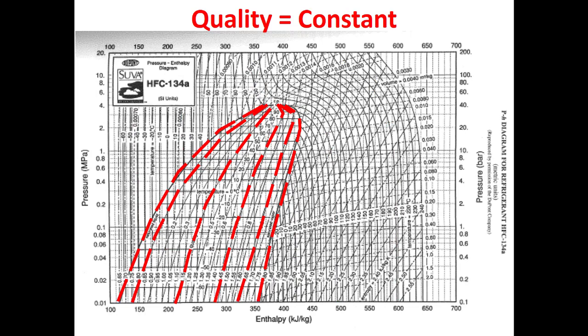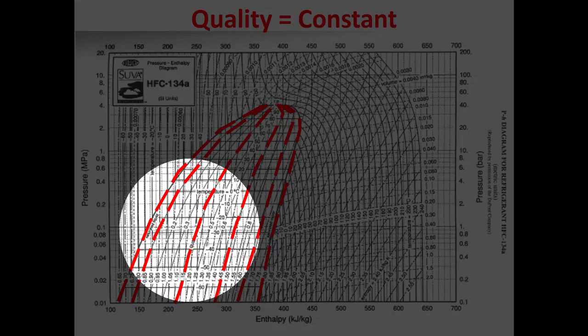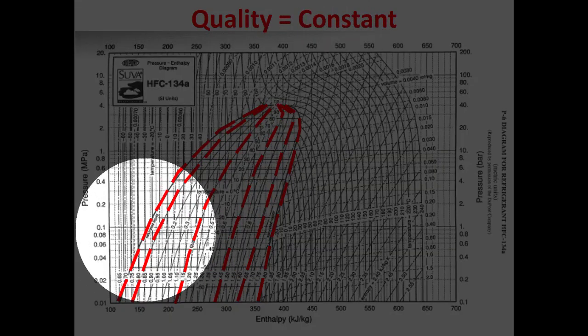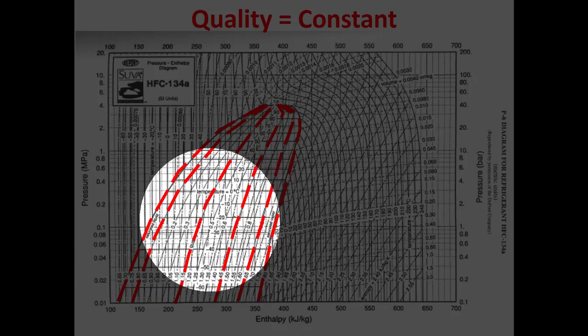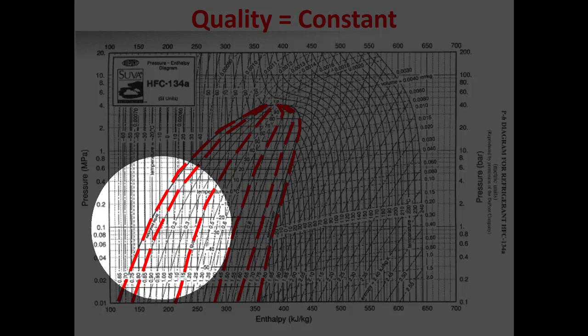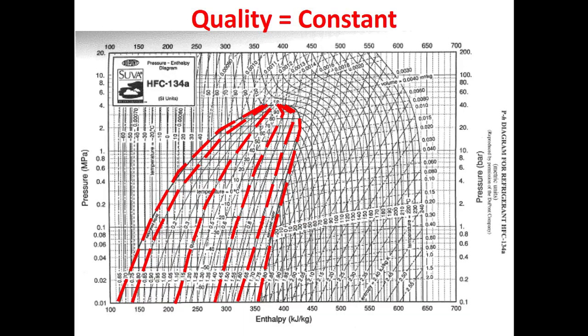Next, we'll look at quality. I already showed you a little bit where these lines are, but quality only makes sense to label under the vapor dome. So here we have quality of 0 on the saturated liquid line, quality of 1 on the saturated vapor line, and then as we move here, this is 0.1, 0.2, 0.3, etc., all the way over to a saturated vapor.